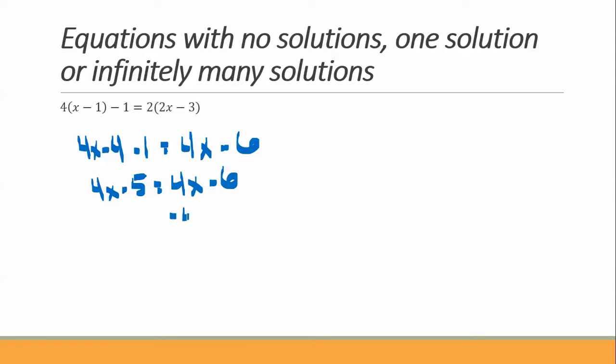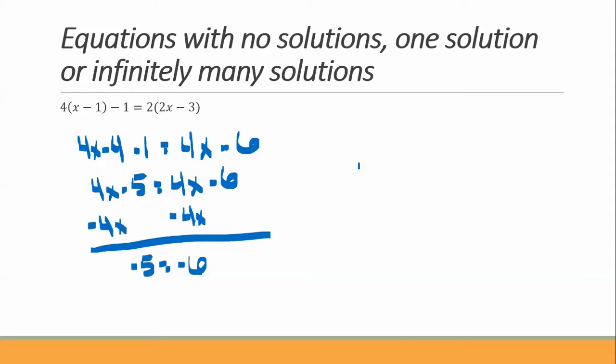Now we can subtract 4x from both sides to get all the x's on one side and everything else on the other. 4x minus 4x is 0 though. So we have -5 equals 4x minus 4x is 0 again. -6. -5 never equals -6. So this is a contradiction. We'll put a big not equal sign in there. And there's no solution.